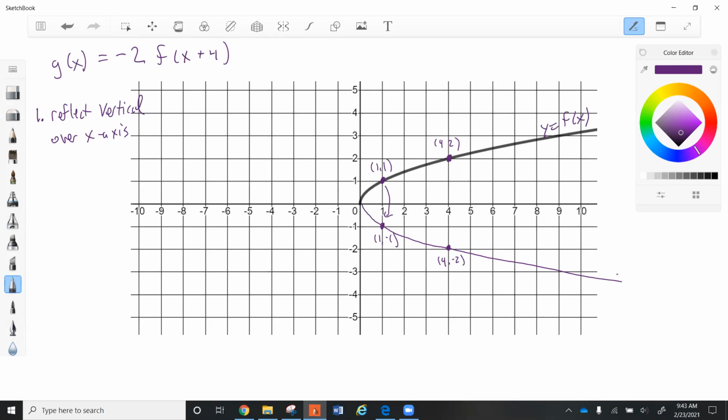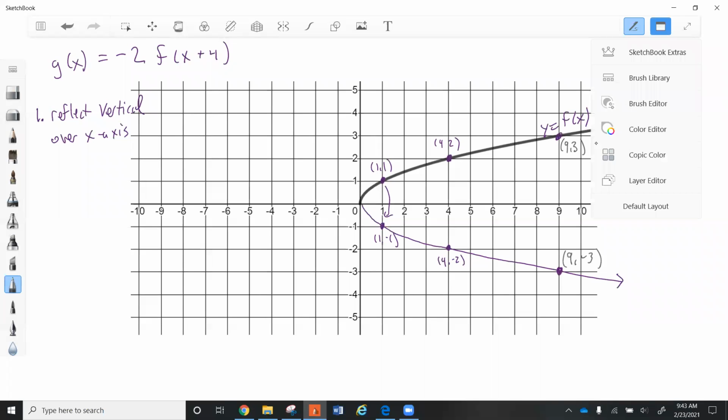And so on, like that. Right, so this point here came down to this point here. This 9, 3, now we're down here at 9, negative 3. Okay, whoops, I switched to gray. Okay, so that's our step 1. Does that make sense?